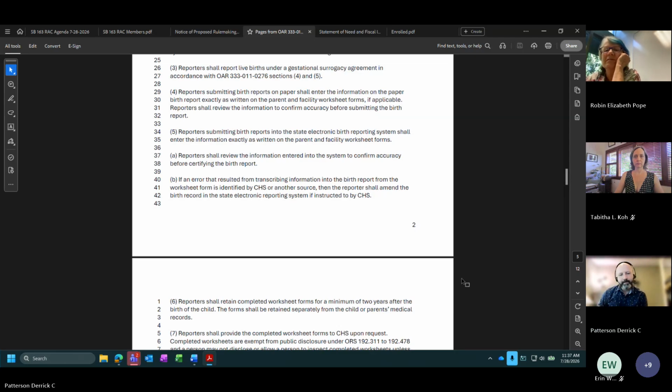Robin: Just on B, line 42, it says, if instructed. What happens if CHS doesn't instruct them to correct it? Does the incorrect information stay in the record? Thank you. That's a good question. It seems like it should maybe be, as instructed by CHS. Thank you. Anything else for section 5?